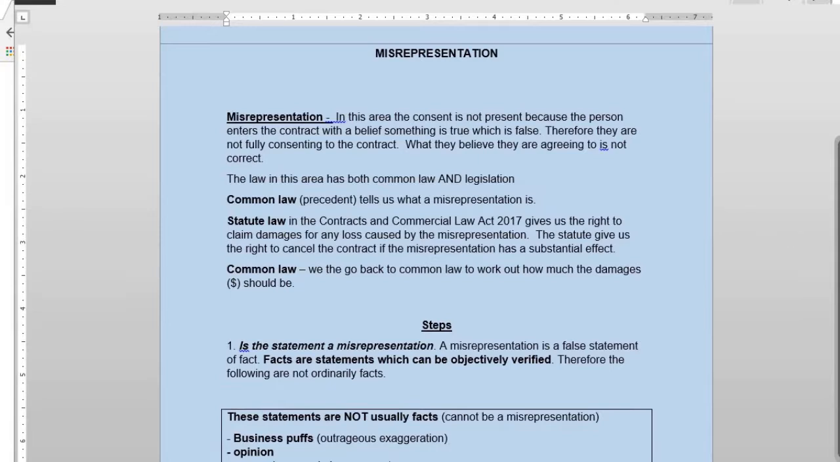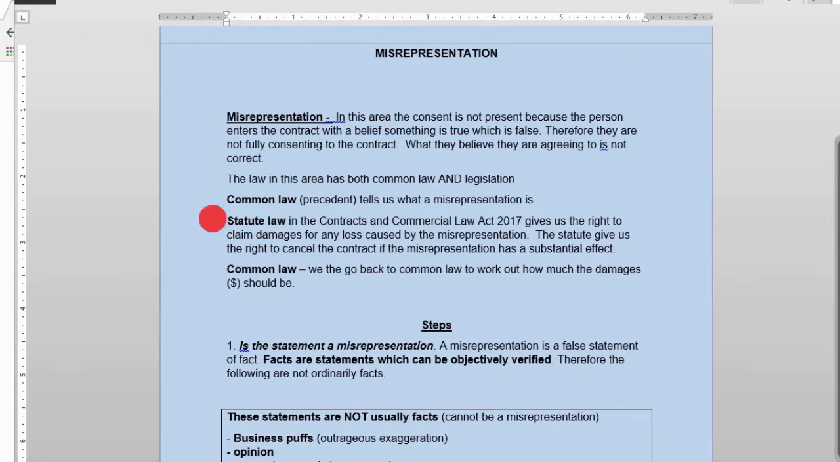Now, the first issue with misrepresentation is where we find the law. In misrepresentation, we jump between statute and common law. The common law tells us what a misrepresentation is. This has come from the various cases, so you won't find this in the statute. You simply have to work through what the precedents say, which is below.